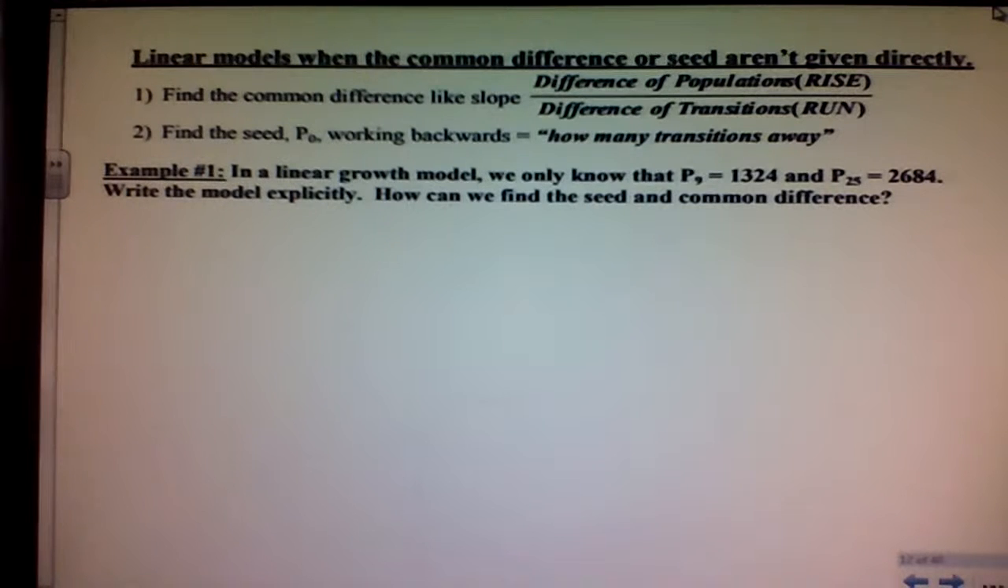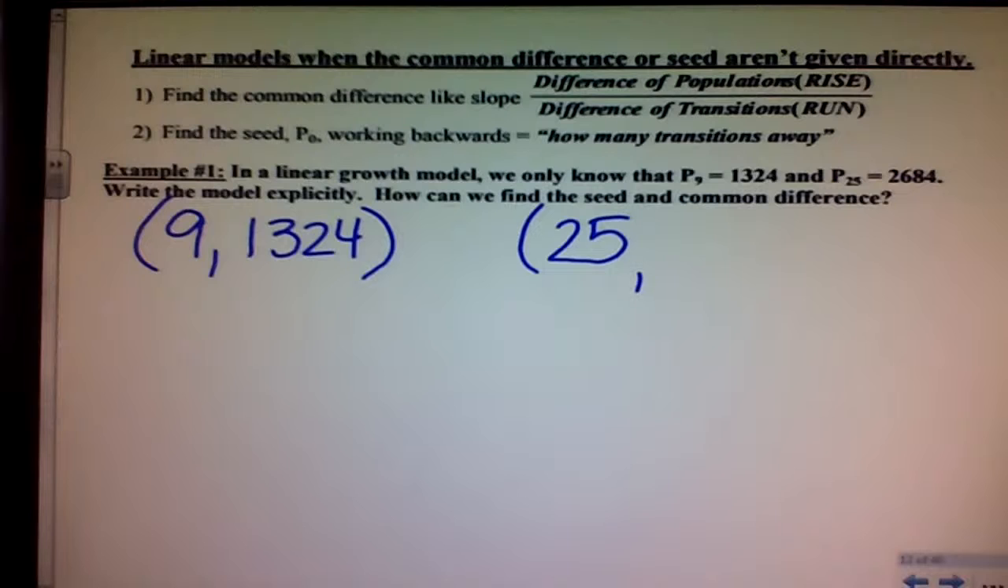Okay, so again, this is just like that last one we did on the warm hub, and this is the stuff we didn't get to yesterday. So we find the common difference like we find a slope. The difference in population, your rise, the difference of transitions, your run. So we make these into 2 points. This is 9, 1,324. And this is 25, 2,684. This is from the one we did yesterday, right?